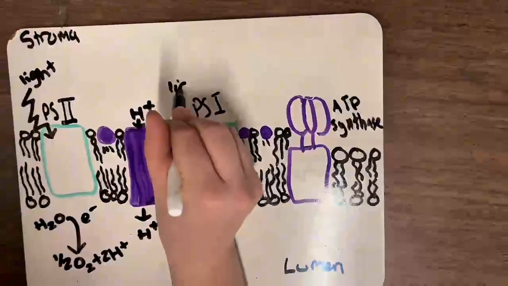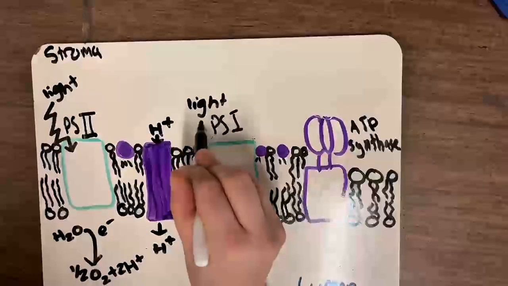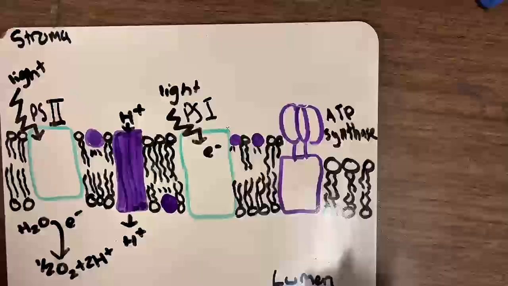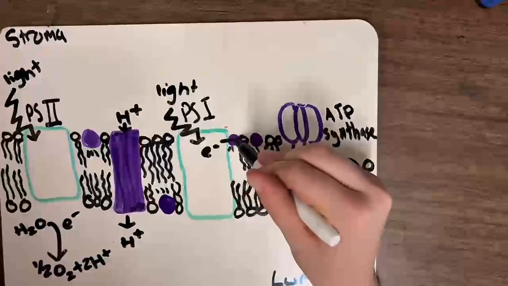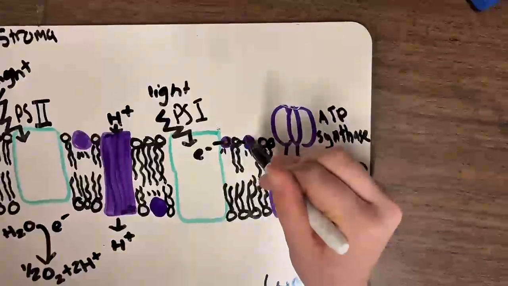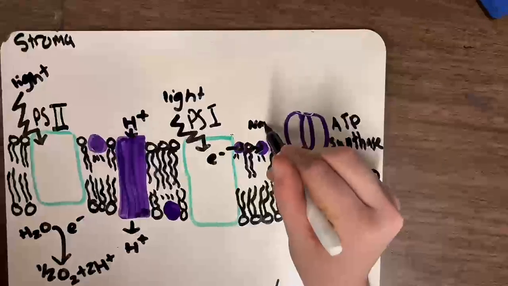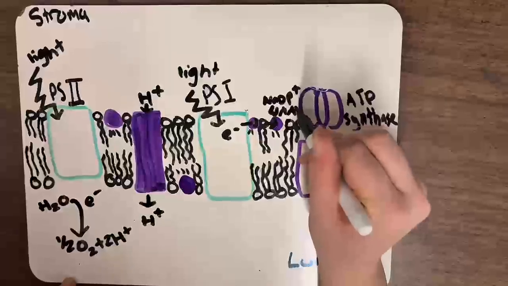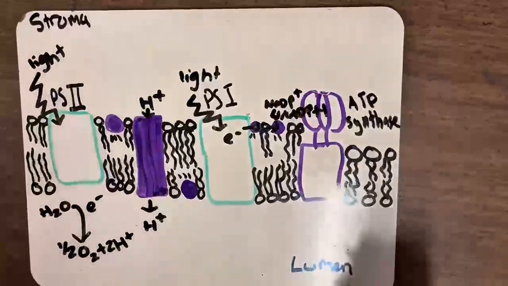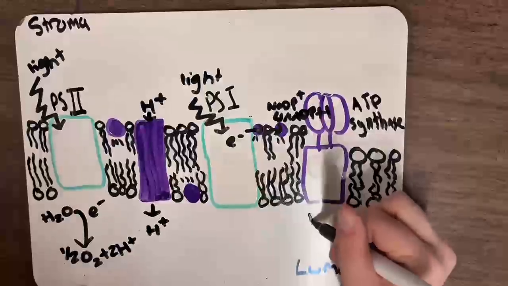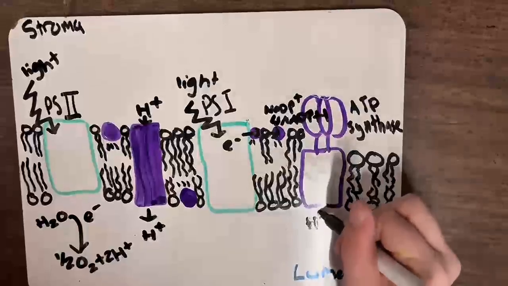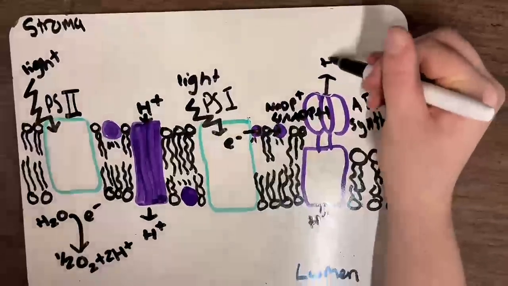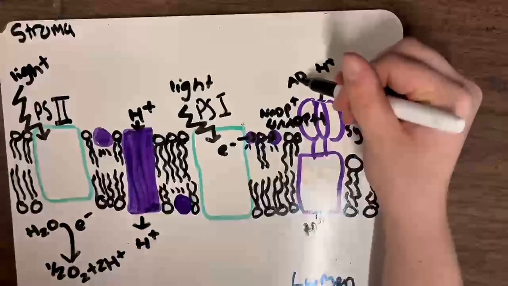Next, electrons get re-energized in photosystem 1. Then electrons leave photosystem 1 and travel down the electron transport chain. The electrons get picked up by the electron carrier NADP+, which then becomes NADPH. Finally, hydrogen ions move out of the thylakoid through ATP synthase, which turns ADP into ATP.